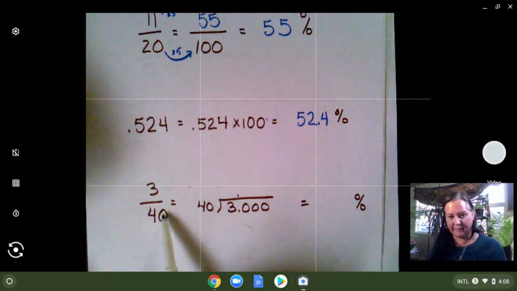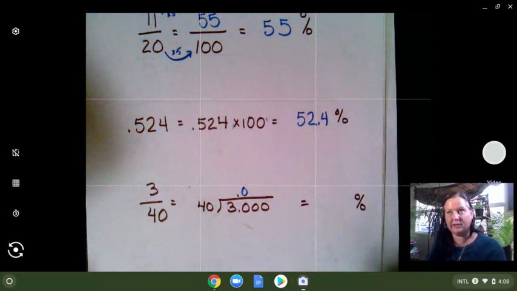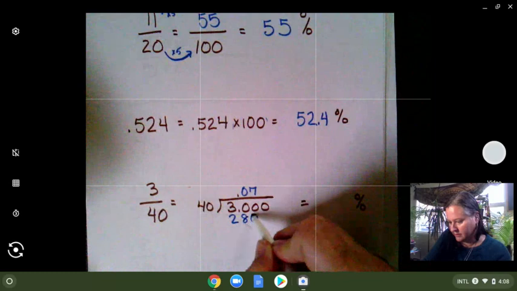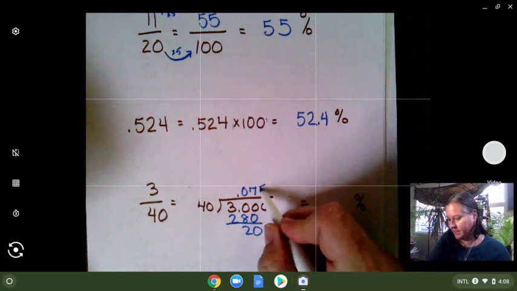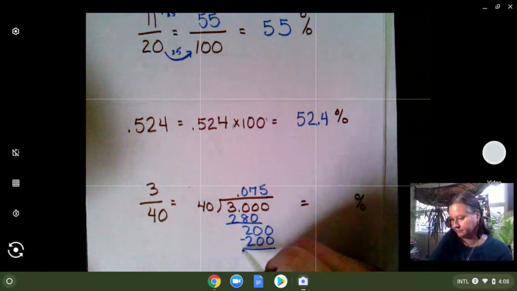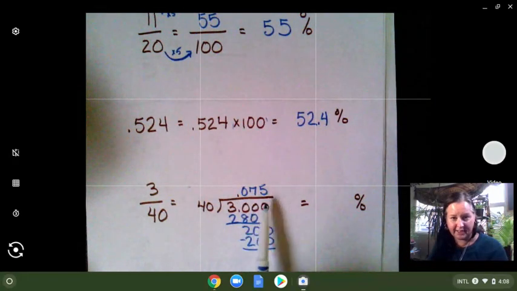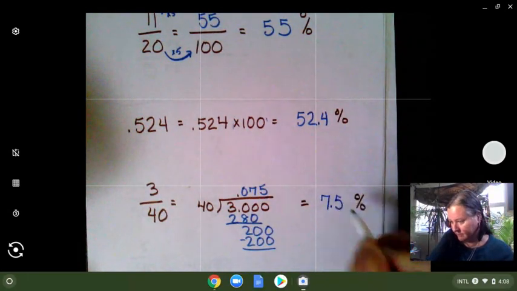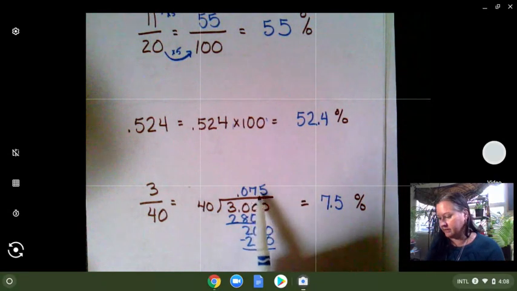Okay, here we stick our bottom out to divide. 40 doesn't fit into 30, but it does fit into 300. So 1, 2, 3, 4, 5, 6, 7 times. 7 times 40 is 280. And 40 will go into 200 5 times evenly. So I will have to take this decimal and move my decimal 2 times. So this is not 75%. This is going to be 7.5%. Because again, we can't just get rid of our decimal. We just move it 2 spots to the right and turn it into a percent.